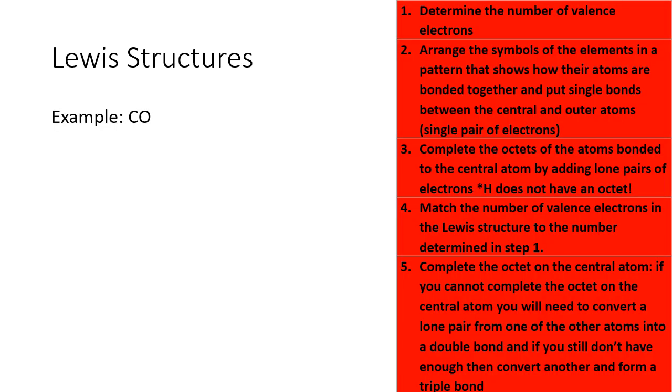All right, so let's give it a try. Carbon monoxide has 4 valence electrons on carbon, 6 on oxygen for a total of 10. All right, so we've counted our valence electrons. We're going to arrange the symbols of the elements in the pattern that shows how their atoms are bonded together. So in this case, we just have C going to O, and we're going to put a single bond between carbon and oxygen, and then we'll complete the octets on the atoms bonded to the central atom.